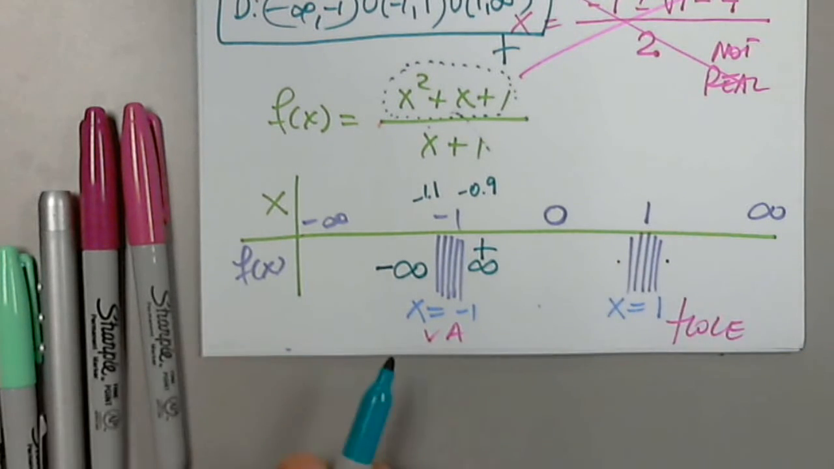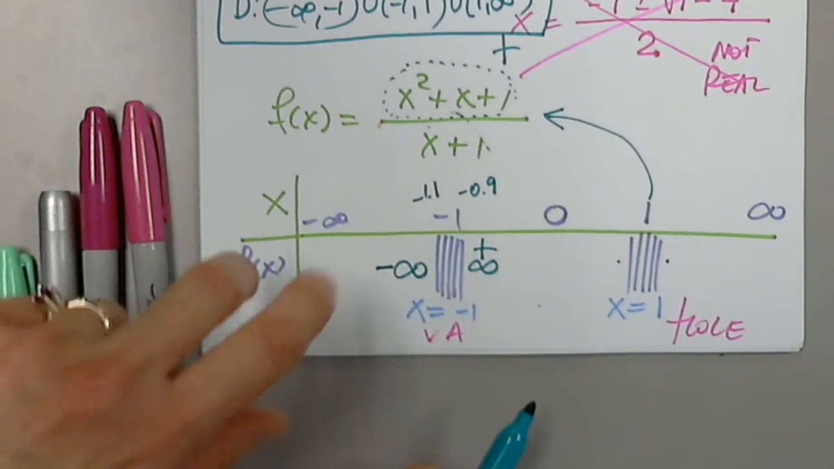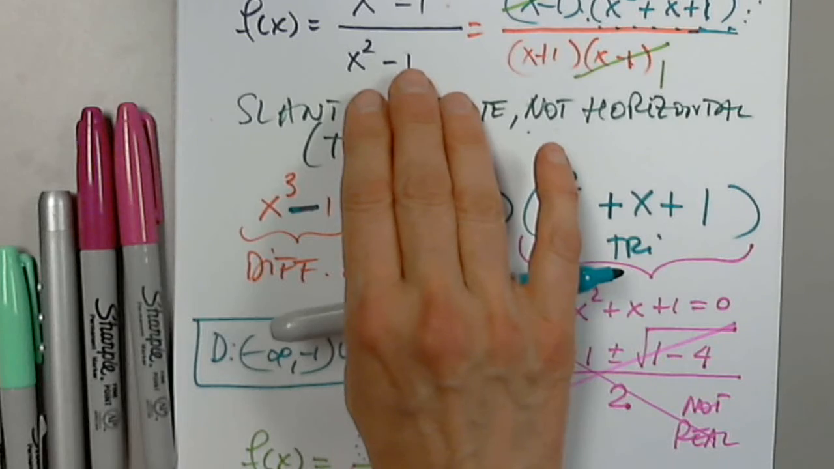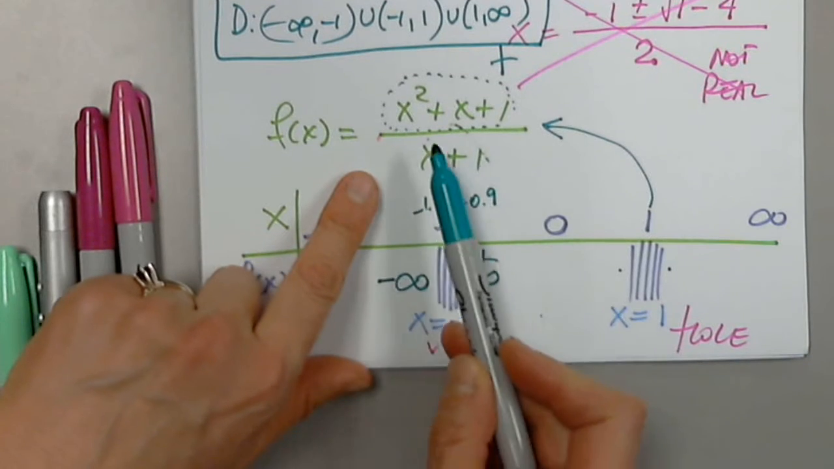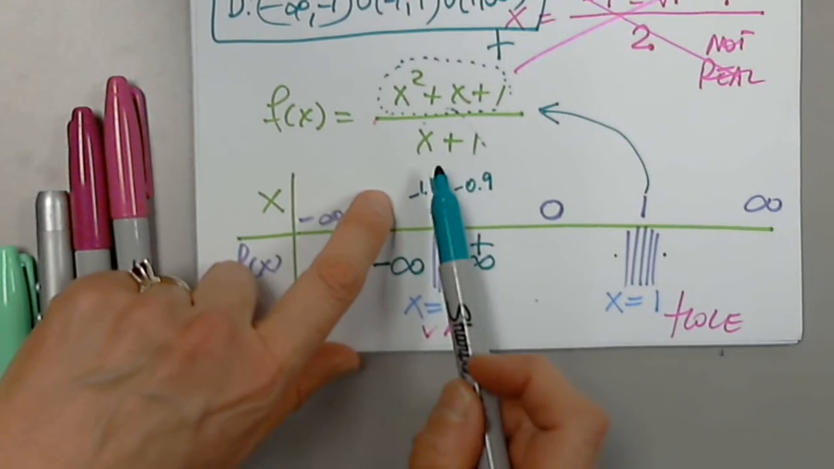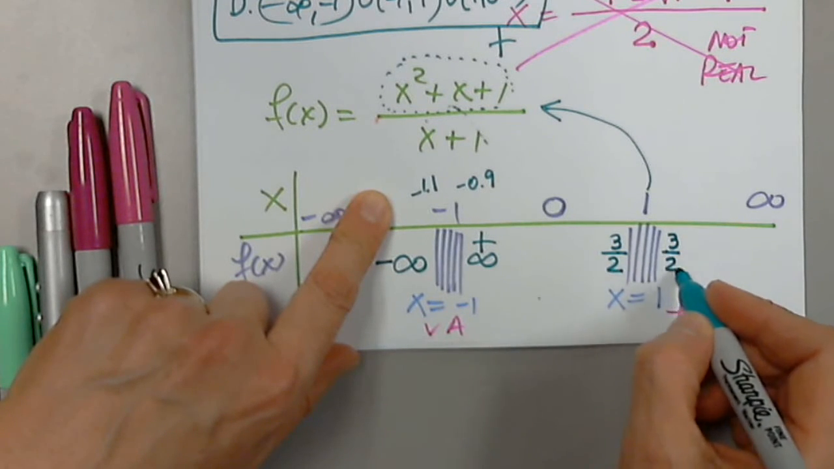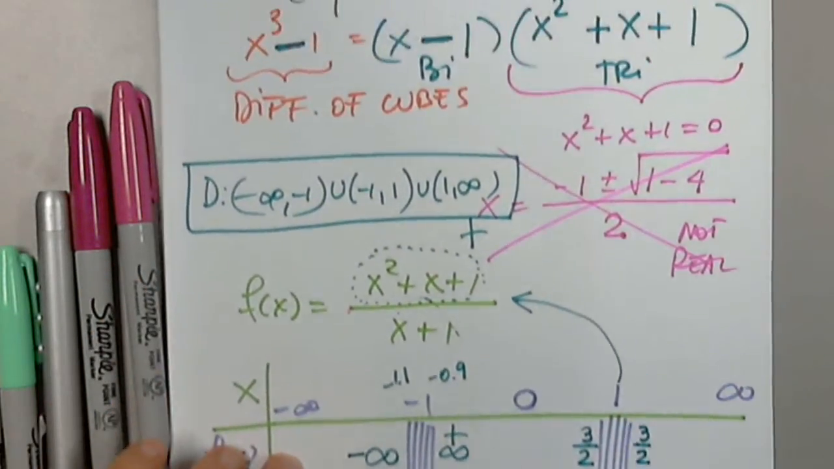How do I get this? I plug it in. So plug it in the simplified form. I cannot plug it in this function. It will be 0 over 0. But I can plug it in the simplified form, and I have to. So when you plug in 1 at the top, what do you get? 3. When you plug in 1 at the bottom, what do you get? 2. So this is 3 halves, and this is 3 halves. And what will the whole be? 1.5. Very good.